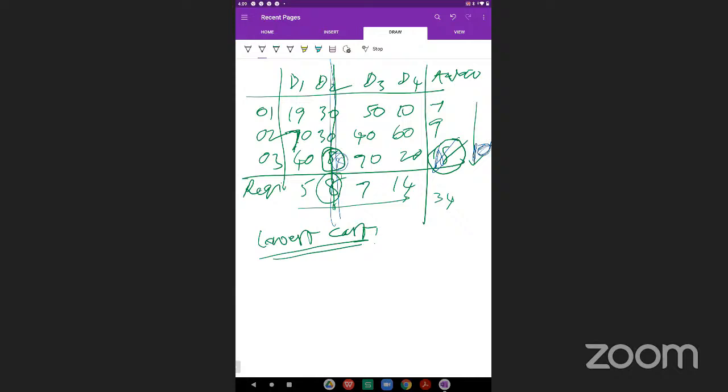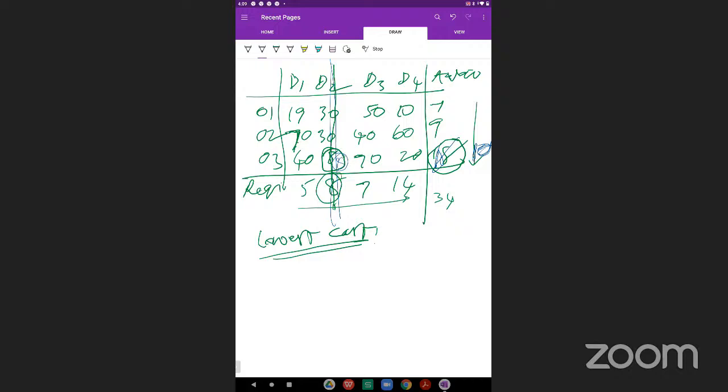Next, I am going to the second. Already this column is left, and none other than that column under that line. What are the minimum elements? 19, 50, 10, 70, 40, 60, 40, 70, 20. Which is the minimum element?